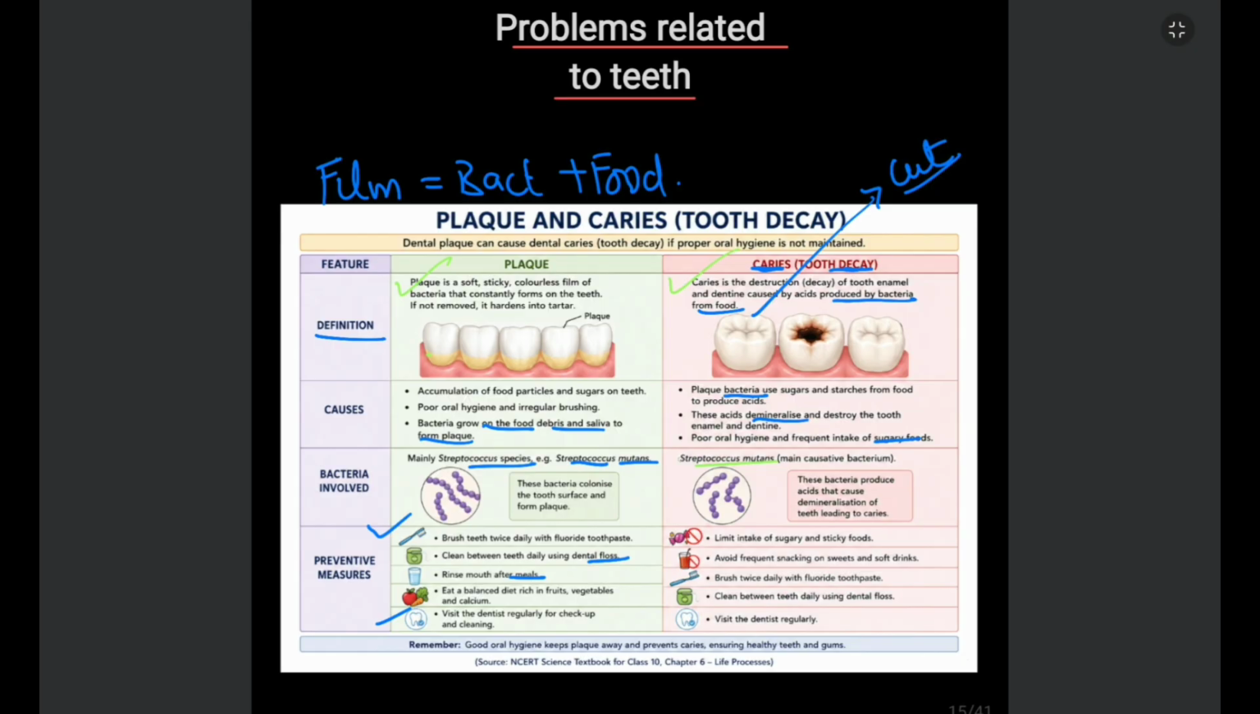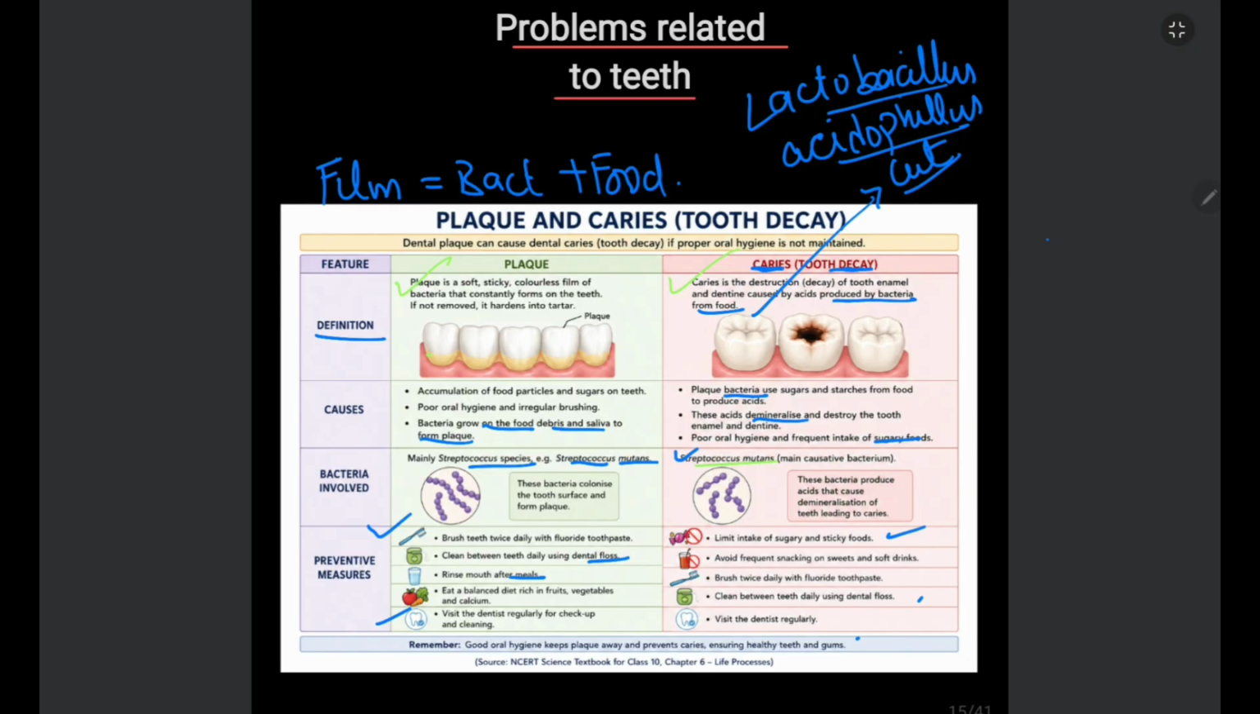Again, the bacteria responsible is the same, that is Streptococcus mutans and even Lactobacillus for that matter. Lactobacillus acidophilus. This also contributes in the formation of cavities. So, what can be done in order to prevent this? It is limiting the intake of sugary foods, avoiding frequent snacking and usage of soft drinks, brushing regularly, cleaning the teeth with dental floss if required, and visiting the dentist regularly.